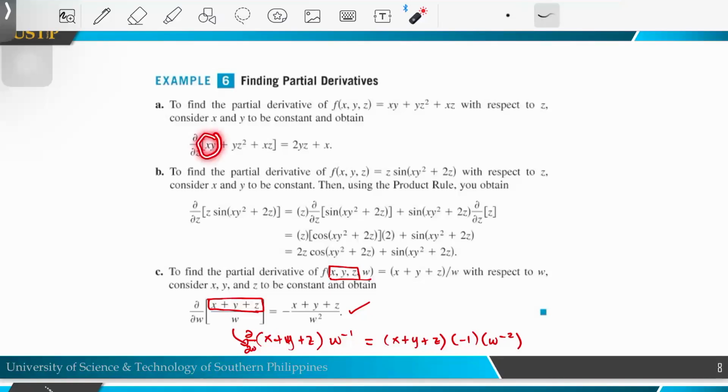So kung x and y must be constant, what will happen here? X, y, constant. So it will become 0. Plus, what will happen to y, z squared? Ang y ani is a constant. So ang z squared will become 2z. So naa kay y dira. So 2 times y times z. Okay? And then ang last na term is xz. So constant imong x. So we get the derivative of this. It will become x na lang. Okay, so naa kay mga different examples here para dili mo malibog.